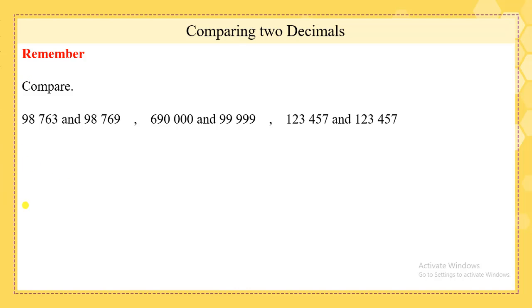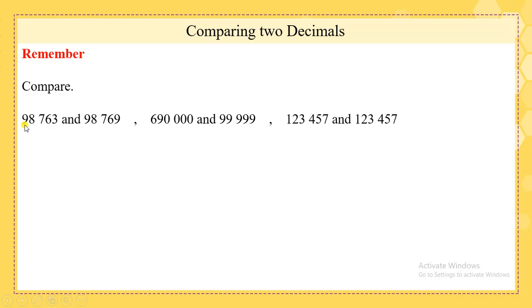We will begin first by the two numbers 98,763 and 98,769. Count the digits of each number. We have the same number of digits. Then we are going to begin by comparing the digits starting from the highest one.